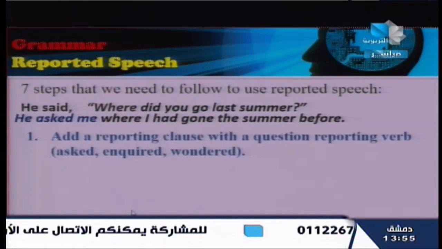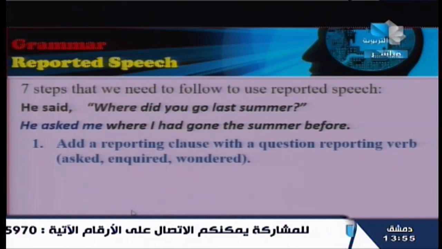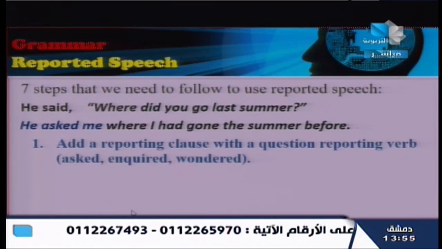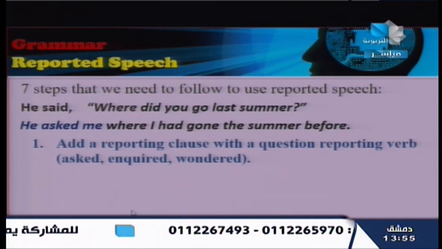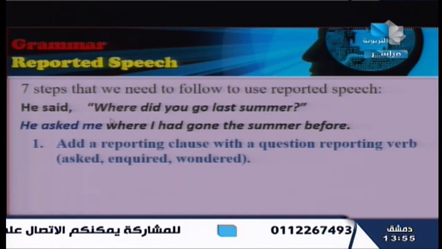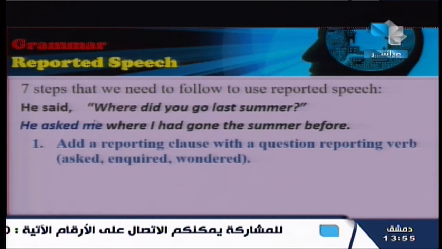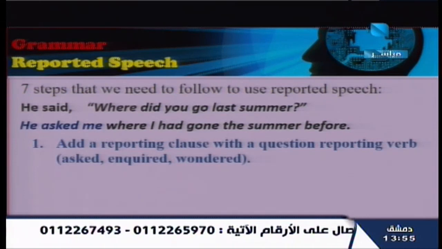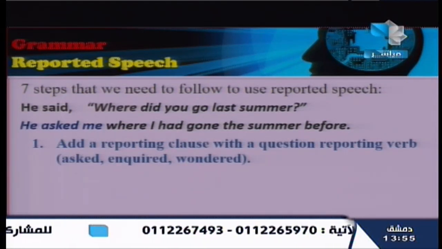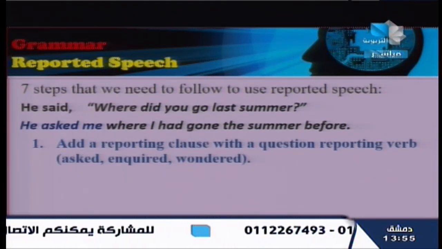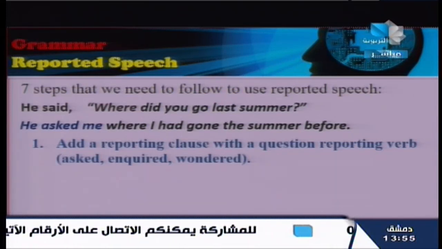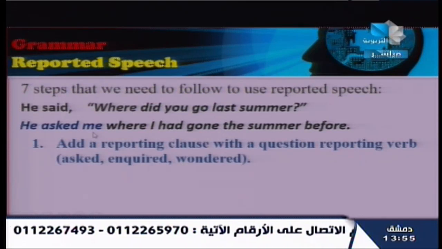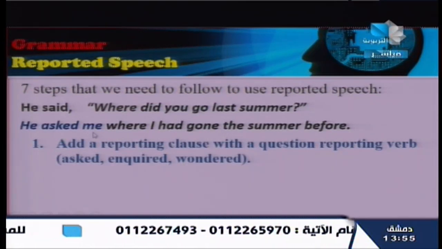Here we have 7 steps that we need to follow to use reported questions. We have an example: he said, "Where did you go last summer?" No change here because it is between inverted commas. When it is reported, we should omit the inverted commas and make the other changes. So we say, he asked me where I had gone the summer before.